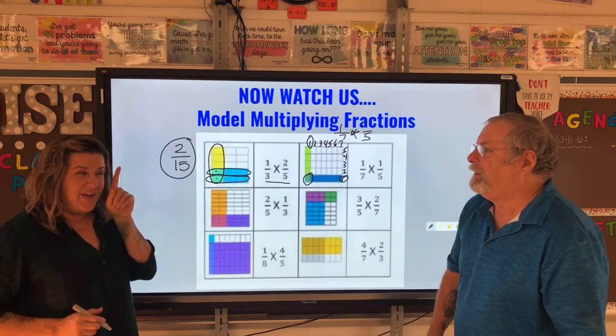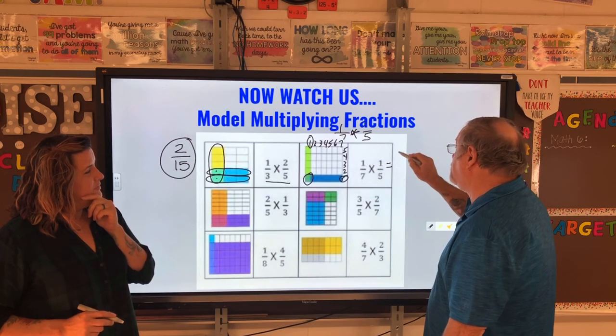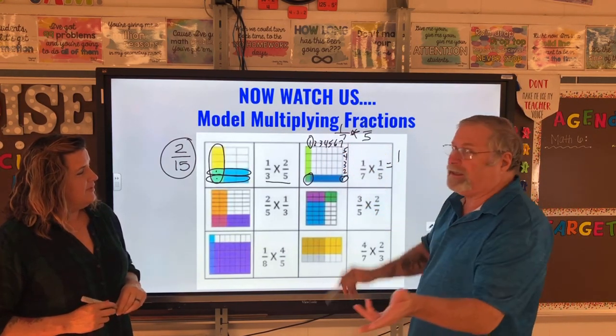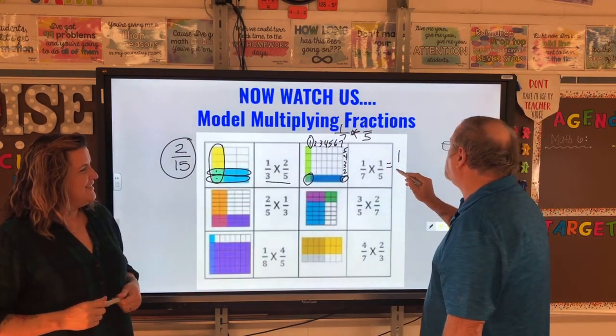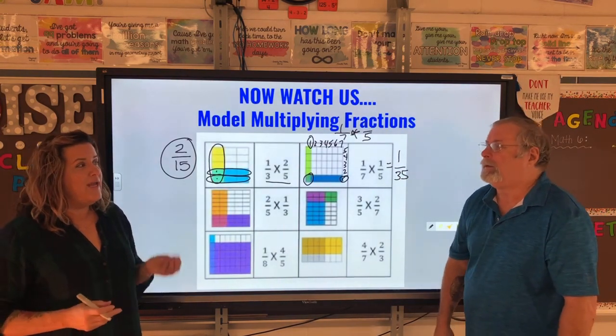Oh my goodness, there's only one box that has double colors. One double color out of all of that mess. Because 1 times 1 is 1. And then if you count these 7 and 5, again, it's multiplication. 7 times 5, 35. So it's 1/35. So that's how we read a model, right?